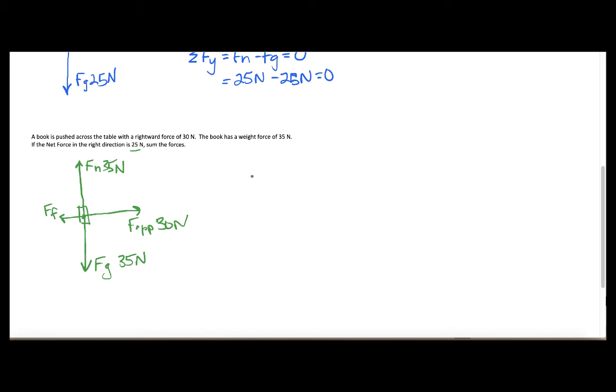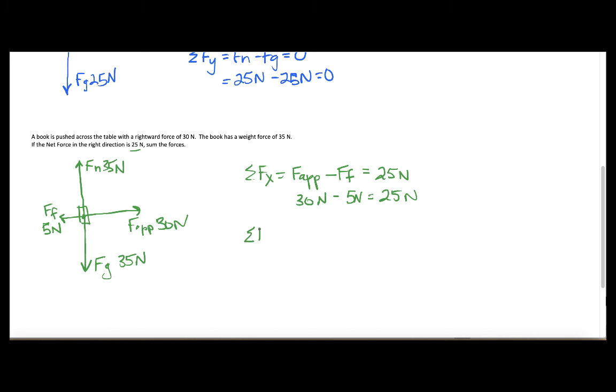So if we sum these forces, the sum of the forces in the x direction is going to be the applied force minus the force of friction, and we know that that equals 25 newtons. The applied force is 30 newtons. They're going to equal 25 newtons, and so 30 minus 5 is going to be 25. And so that force of friction is going to be 5 newtons.